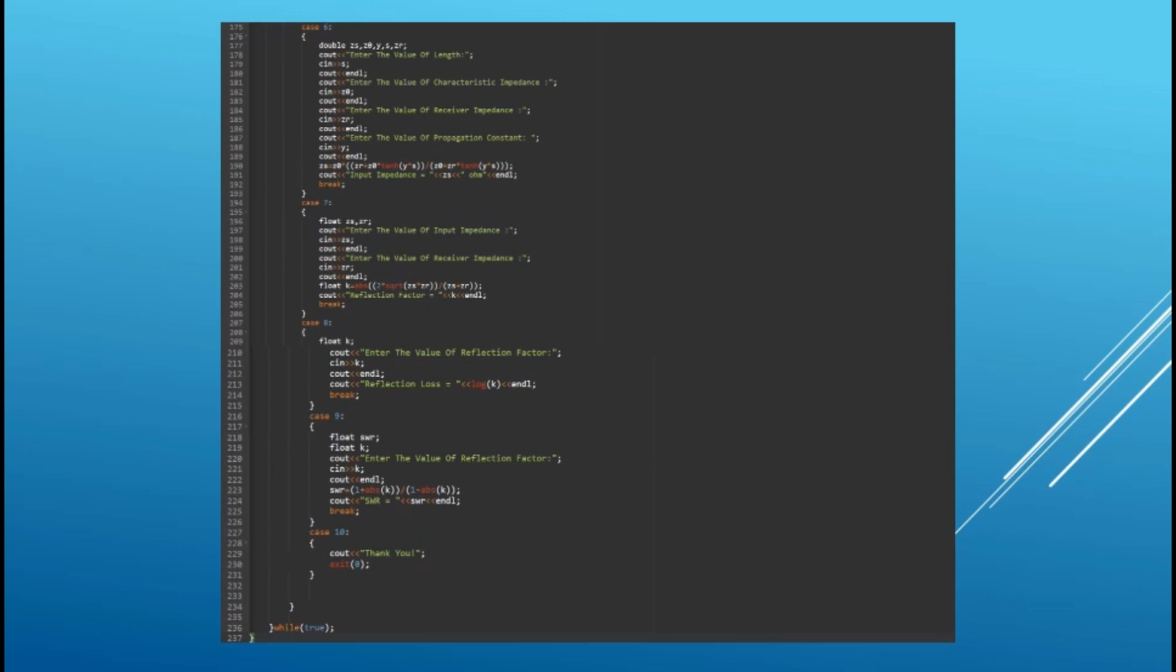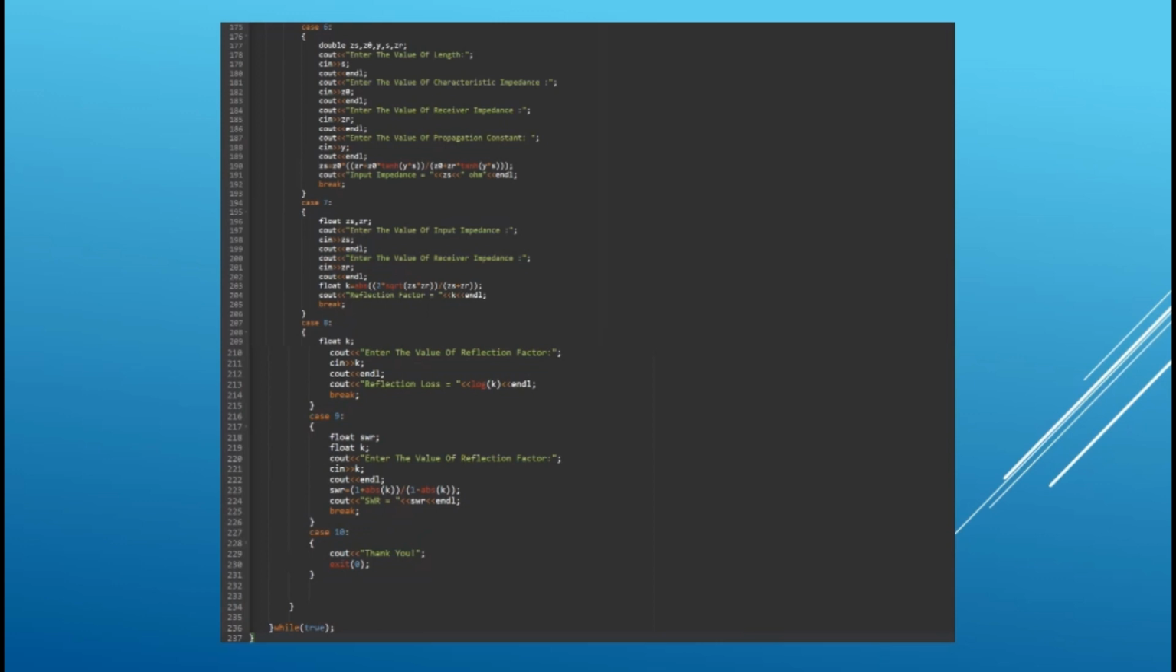Once we enter the value of the input impedance and the receiver impedance, it will apply the corresponding formula. The formula to find the reflection factor is K equal to the absolute value of 2 into square root of Zs into Zr divided by Zs plus Zr.